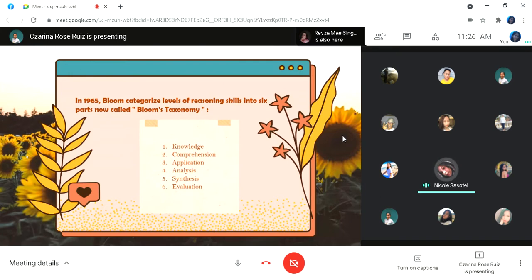So the highest level, or the last level, of Bloom's taxonomy is the evaluation. In this highest level of taxonomy, it is where we judge the value of an idea or come up with a solution to a problem. For example, in making a research paper, after gathering, comprehending, analyzing and interpreting the data, we should evaluate all of this to have better recommendations and conclusions.